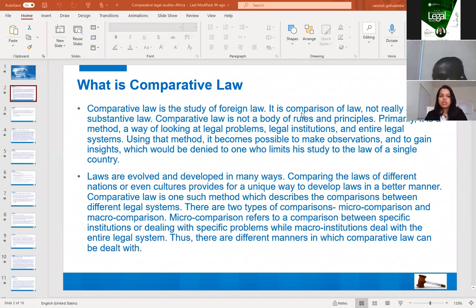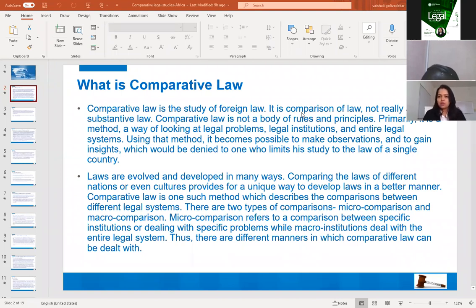Comparative law is the study of foreign law, right? So it is a study of some foreign law. It is a comparison of law. Not really a field of substantive law. There is not a law book or a law made by the legislature on comparative law. For example, we have contract law, we have law of the constitution, but comparative law is not a subject or a law made by the legislature as such, okay? So it's not a substantive law.